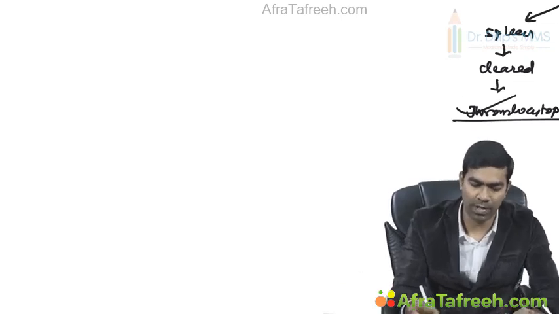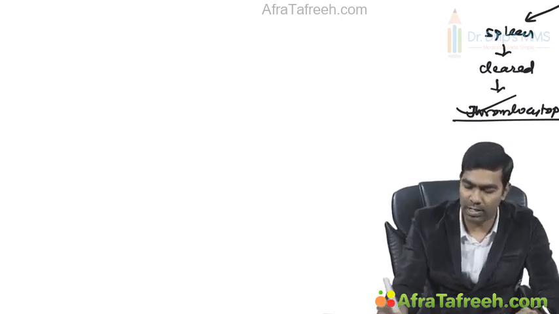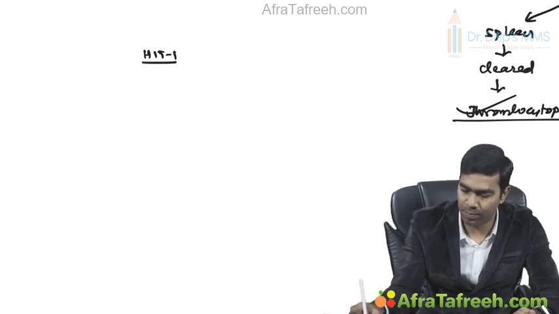Then there are two types of it basically. One is called HIT 1, heparin-induced thrombocytopenia type 1, and you have something called heparin-induced thrombocytopenia type 2.